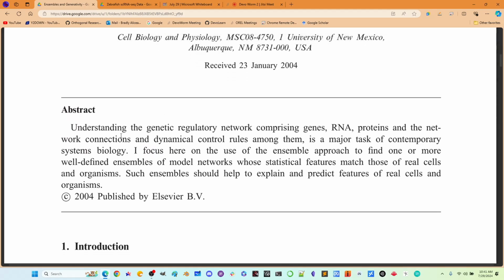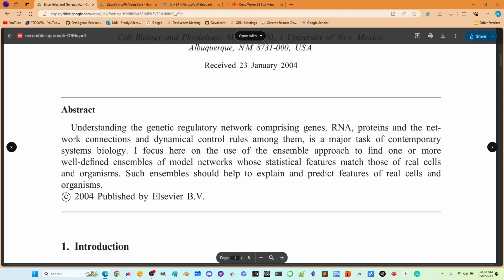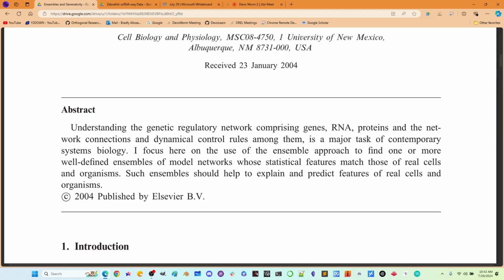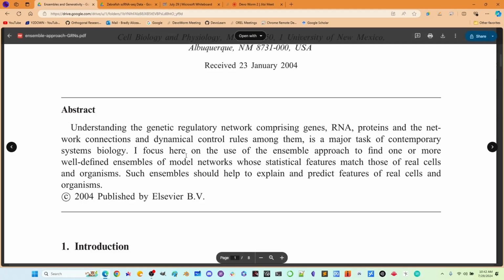The abstract is very short, and it reads: understanding the genetic regulatory network comprising genes, RNA, proteins, and the network connections and dynamical control rules among them is a major task of contemporary systems biology.